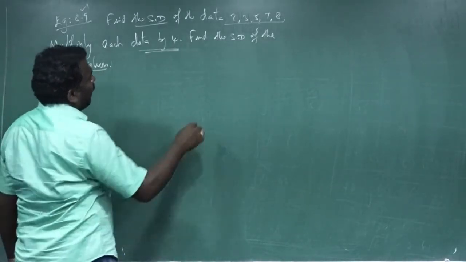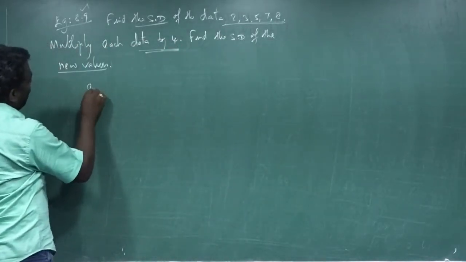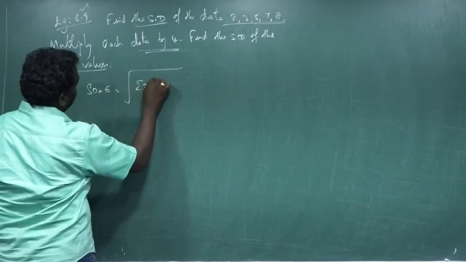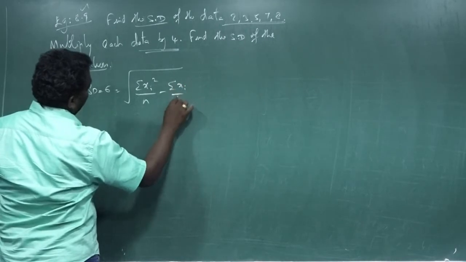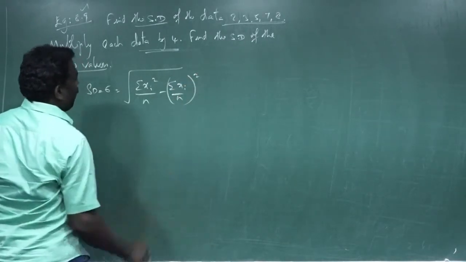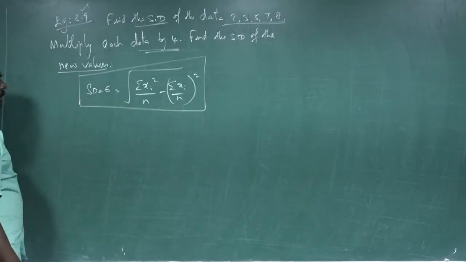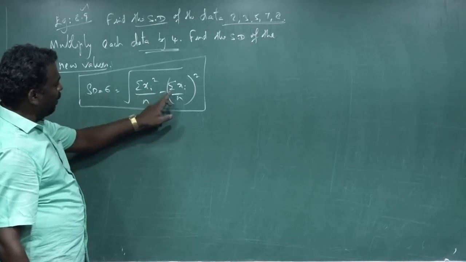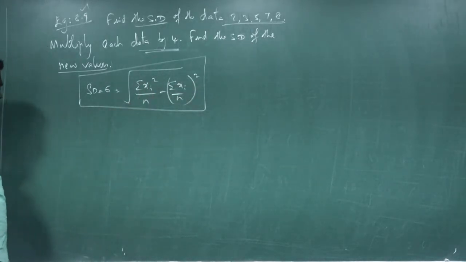First of all, find the standard deviation for the given data by applying the standard deviation formula. Sigma is equal to the square root of summation xi square by n minus summation xi by n, whole square. This is the direct method. This is the standard deviation formula.